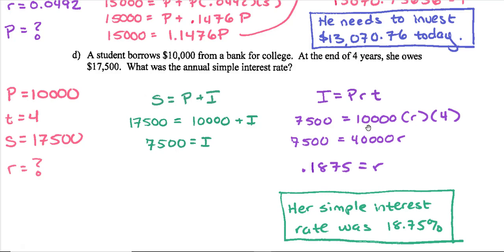So 7,500 equals 10,000 times R times 4, or that 7,500 equals 40,000 R. Divide both sides by 40,000 and you get 0.1875. So her simple interest rate was 18.75%.